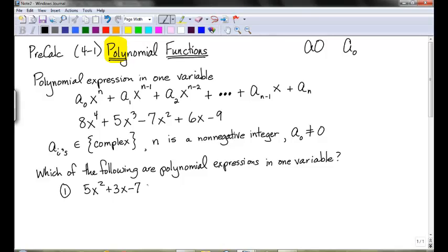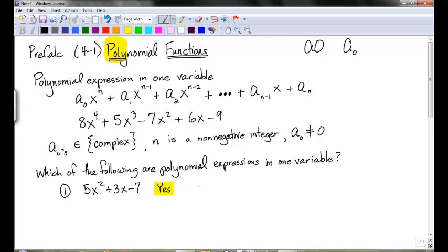Are all the a sub i's, all the coefficients, from the set of complex numbers? Yeah, because they're all real. Okay. Is the n a non-negative integer? 2? Yep. Okay, so this one would be yes. That fits the definition.